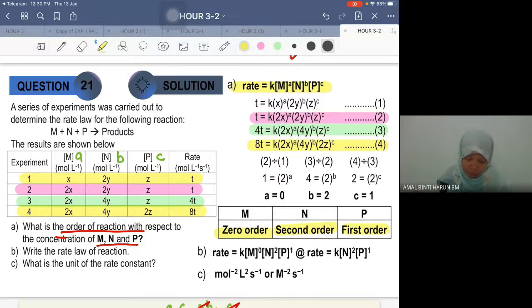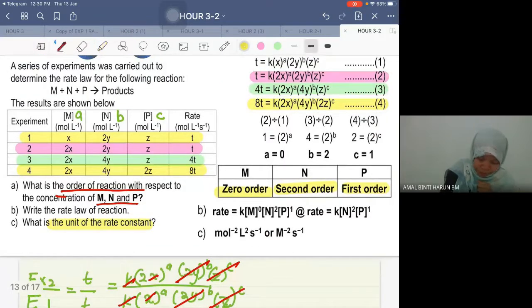Okay. Then what does it say? What is the unit of the rate constant? So what is the total order? This is 0, second, first. That is third order. No problem. Third order.